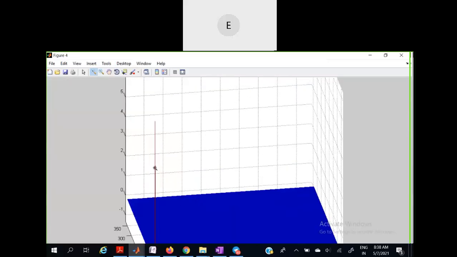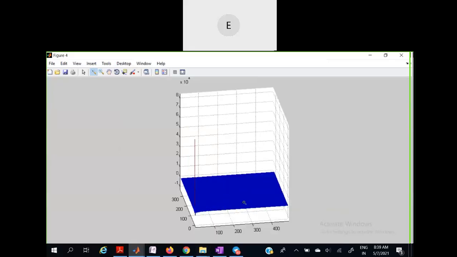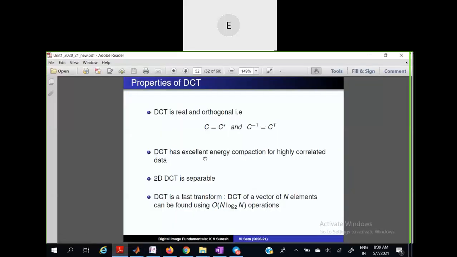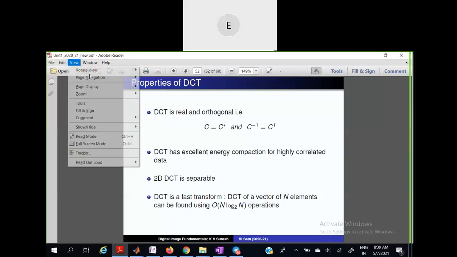Okay. So only this peak means it is the highest coefficient. All other values are 0. That's exactly what is shown here. Only these values are higher, all other values are 0. So this is the second property. That means DCT has excellent energy compaction for correlated data.